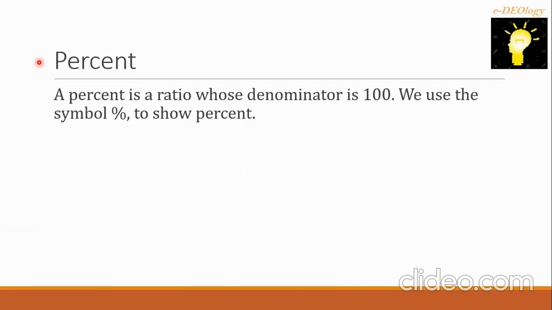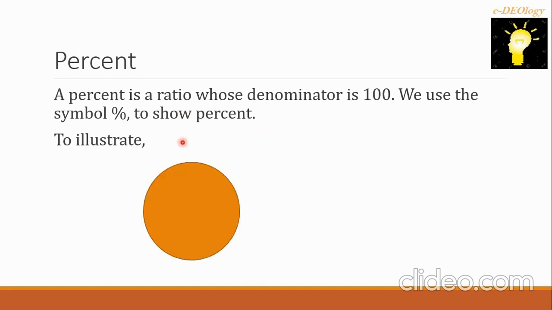First, let us define percent. A percent is a ratio whose denominator is 100. We use the symbol like this, and we read this as percent.